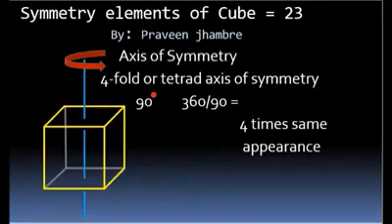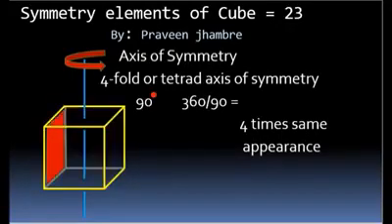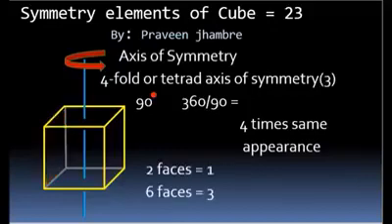The first one is the four-fold or tetrad axis of symmetry. In tetrad axis of symmetry, the imaginary axis is passing through the opposite faces and also through the center of the cube, and if the cube is rotated through an angle 90 degree about this axis, then it gives 360 upon 90, that is 4 times the same appearance. Between two opposite faces we have one tetrad axis of symmetry. Therefore, between 6 faces we have 3 tetrad axes of symmetry.